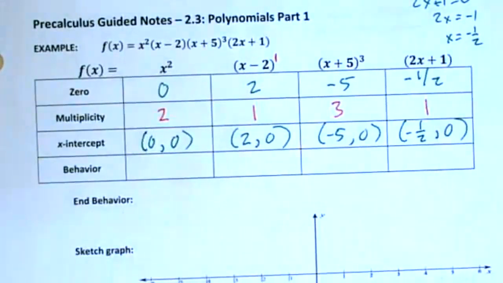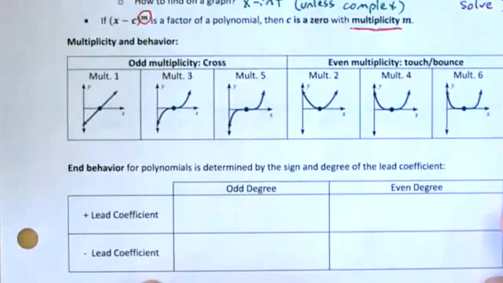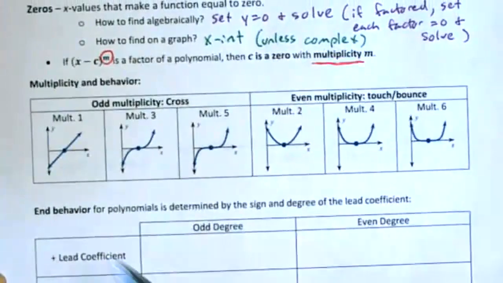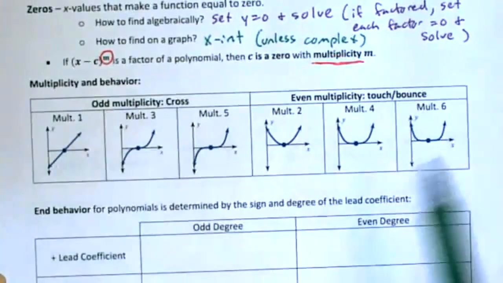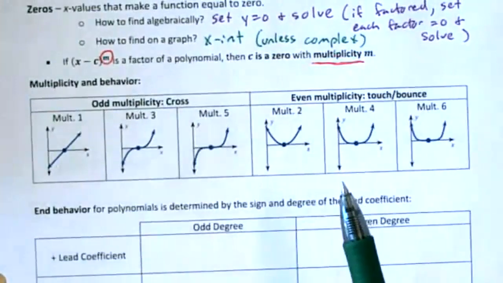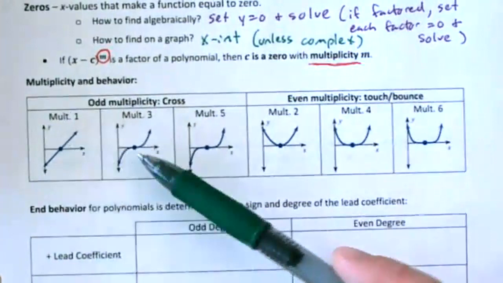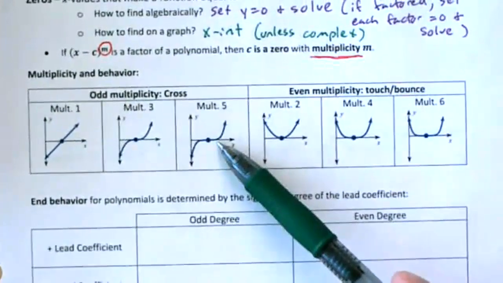All right, and then one final piece is the behavior. I'm going back down my screen to behavior. So when we're talking about behavior, we're talking about what happens when the graph crosses the x-axis. What's happening at that intercept? And the two basic ways that this can happen is either the graph is going to cross over from one side of the x-axis to the other, which is what I'm showing in these first three. That happens whenever you have an odd multiplicity.